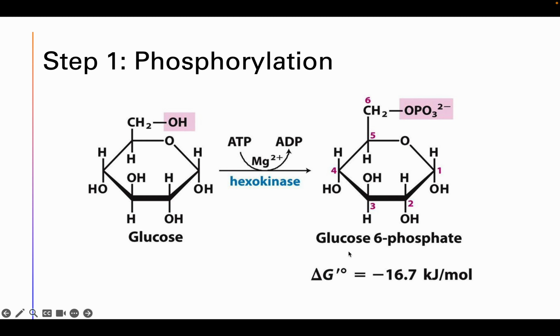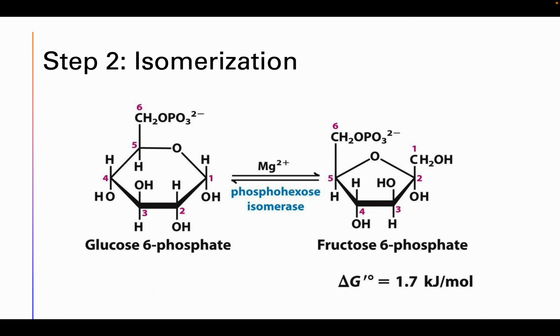Now that we have glucose 6 phosphate, it enters the next enzyme reaction, which is isomerization. What that means is the number of carbon atoms remains the same, everything remains the same.